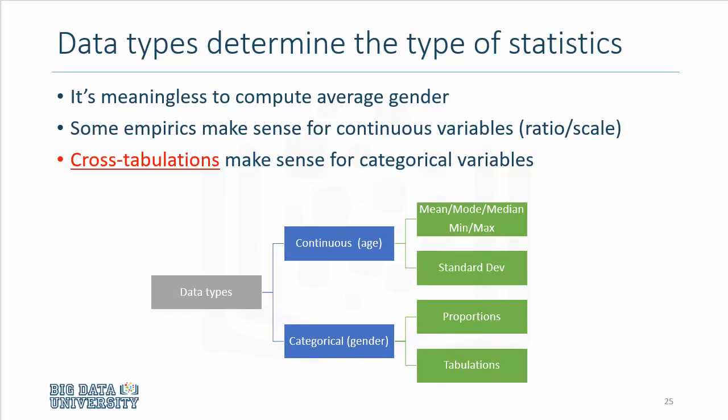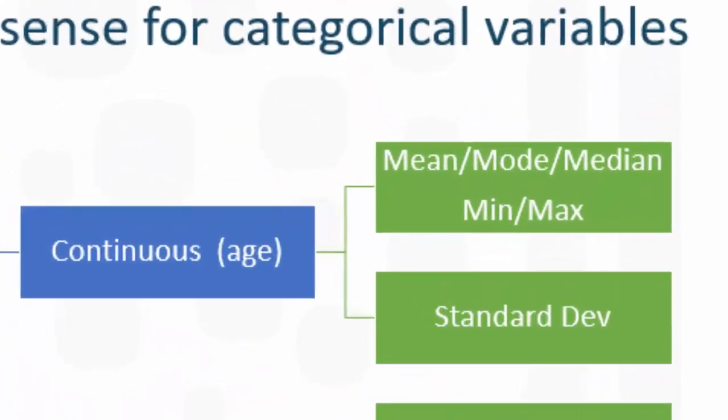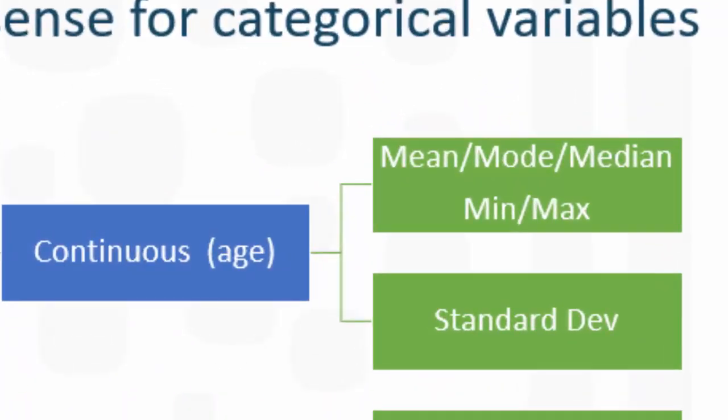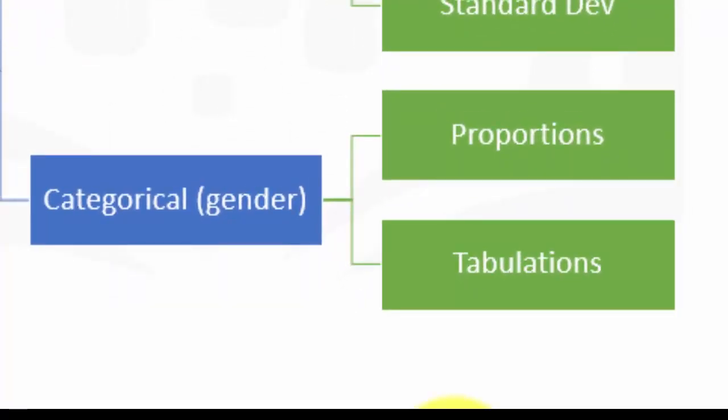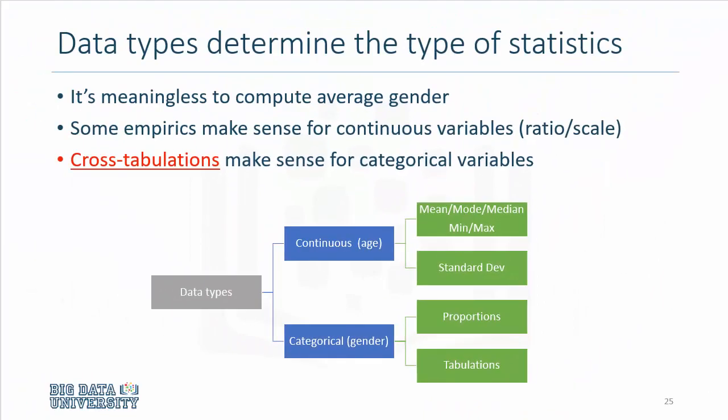Some empirics make sense for continuous variables, such as age. You can compute mean and modes and standard deviations. But when you're working with gender or tenure, these are categorical variables. So proportions or percent of male versus percent of female and similar tabulations make sense. And often we obtain these results through cross tabulations.